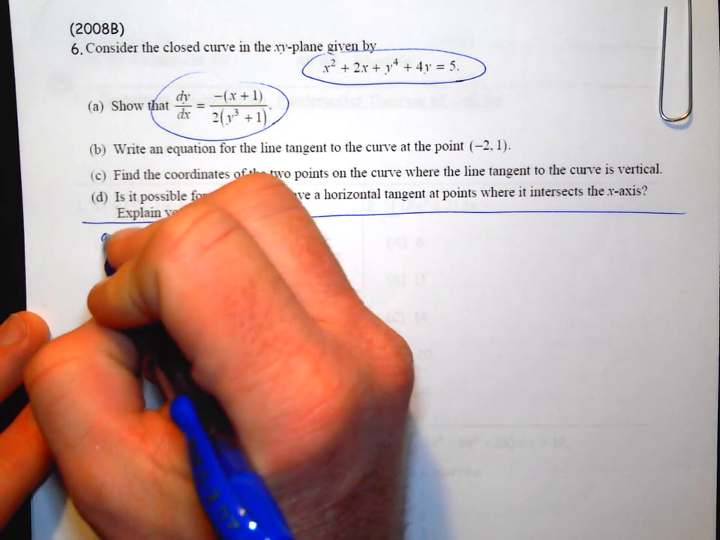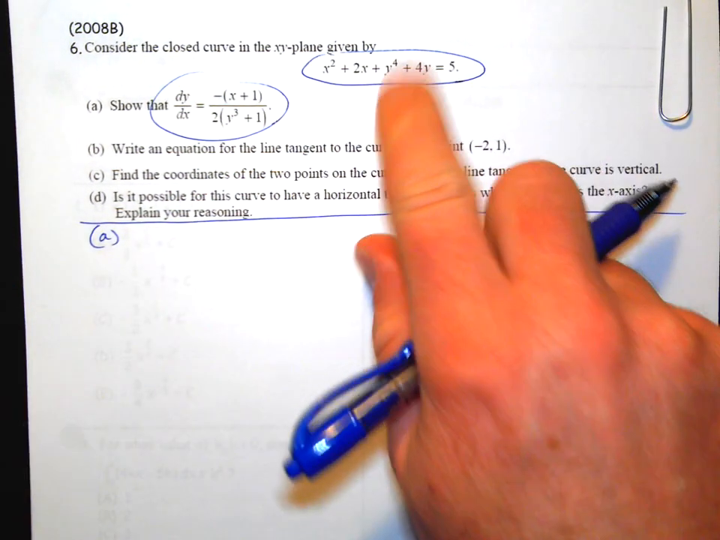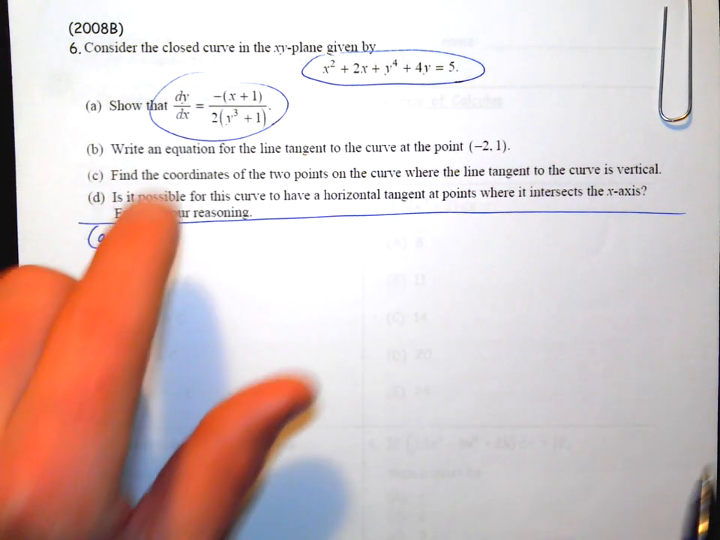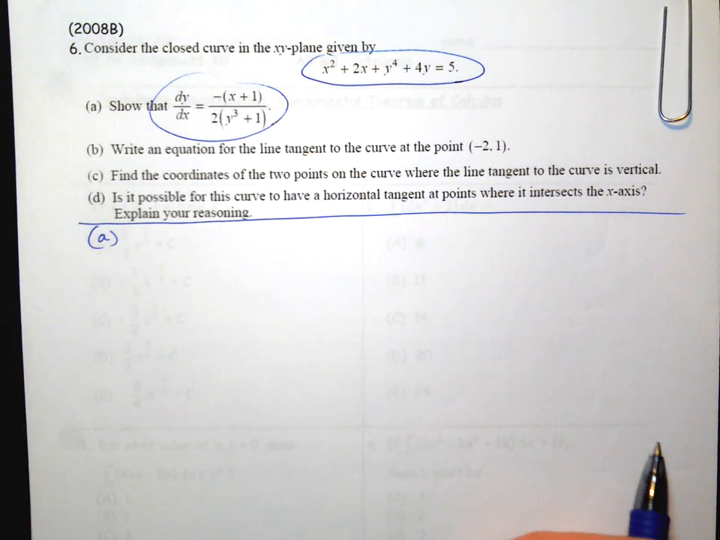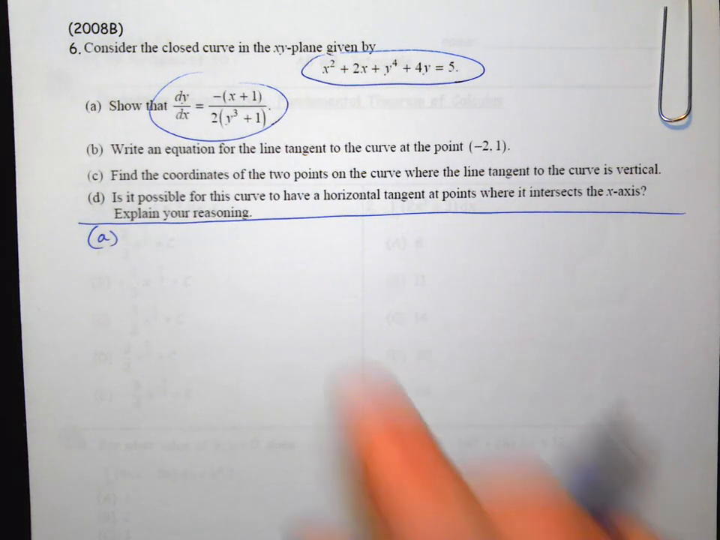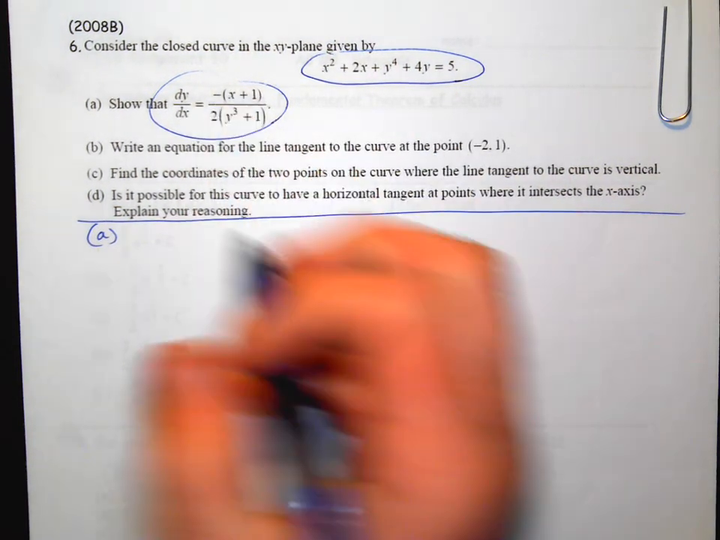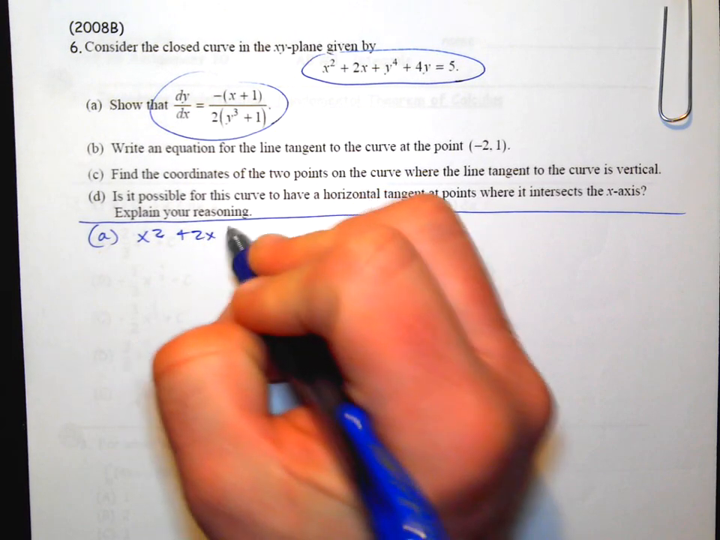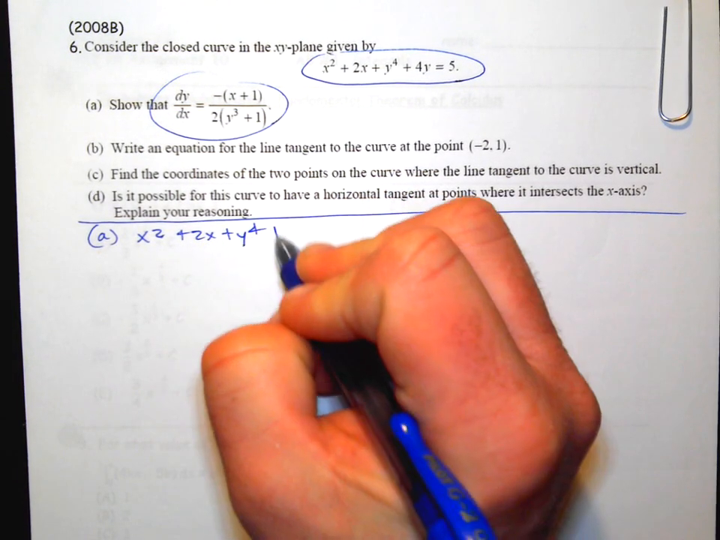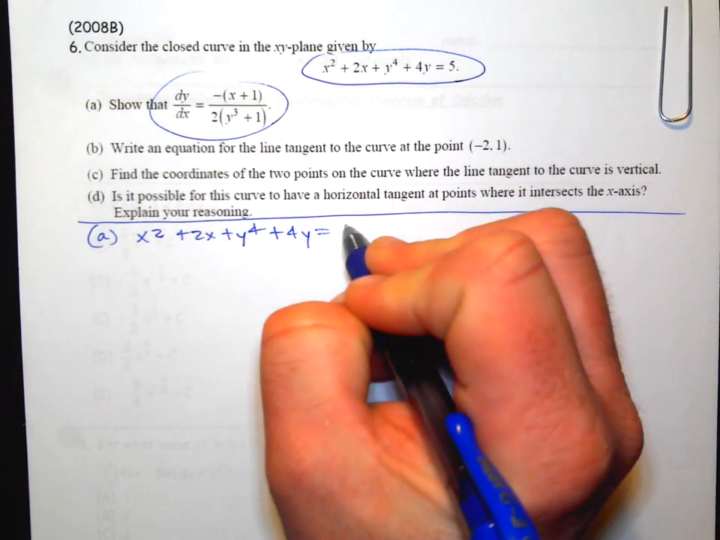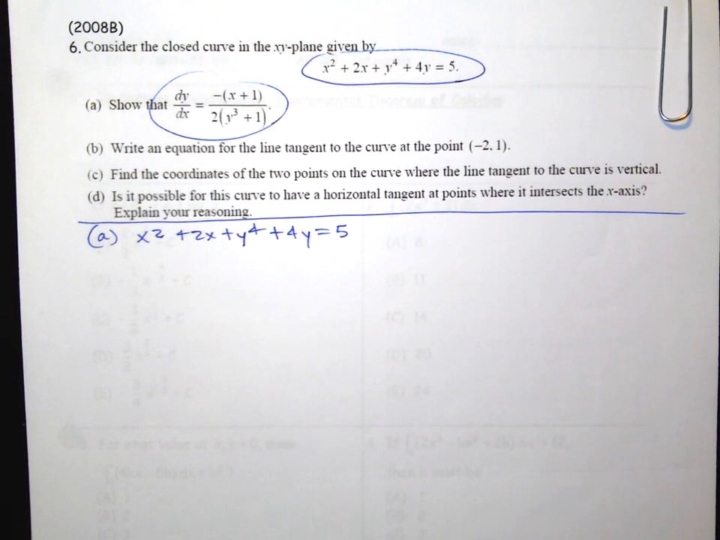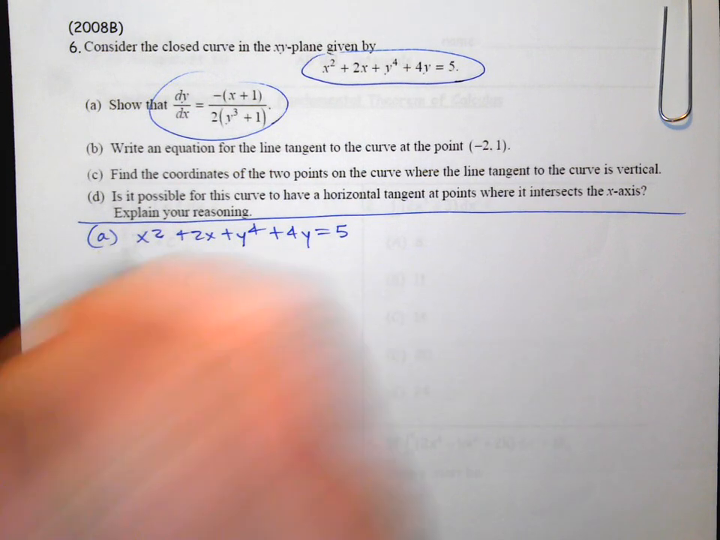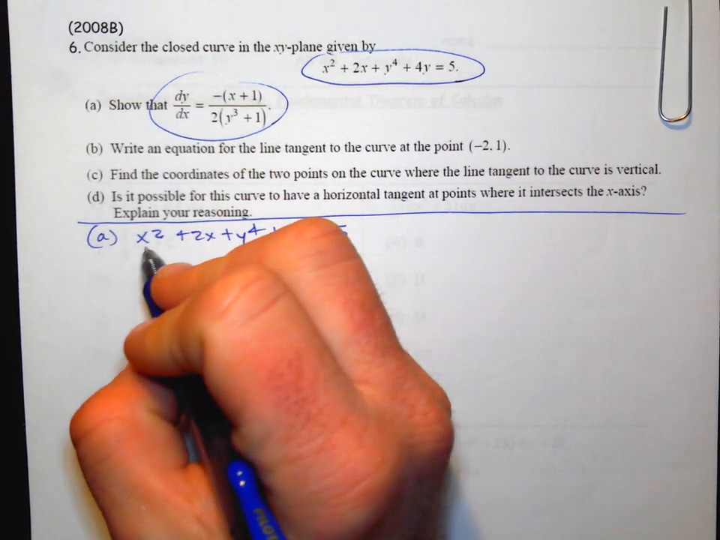So part A is just saying take the derivative of this, find dy dx, and this is the answer, by the way, just in case you get something different. So make your answer look like that. So I'm going to rewrite the equation here, and we're going to take the derivative implicitly, which isn't that crazy of a thing. So we're taking the derivative with respect to x.